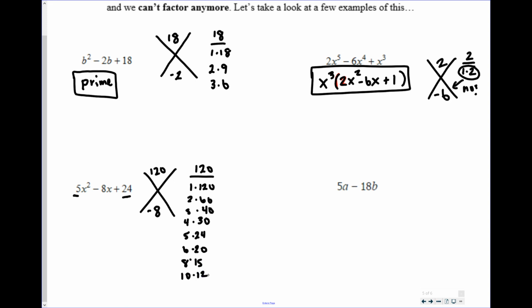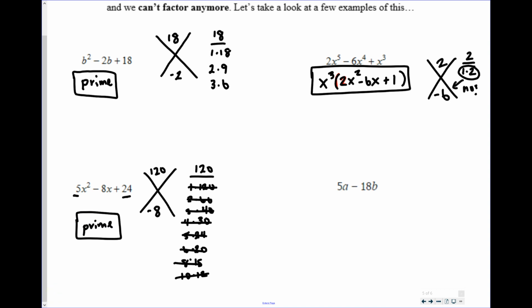Okay, now I did that really fast, but I had them written down, but you could do this in your calculator really easy. And as I'm looking at each of these pairs, 10 and 12 don't give me 8. 8 and 15 are close. That would give me like a 12, but that won't help me. 6 and 20, nope. 5, 24, nope. None of these will give me a negative 8. So this is also prime. So you can see how something might look like it can be factored, but it can't. Not every single trinomial can work really nicely.